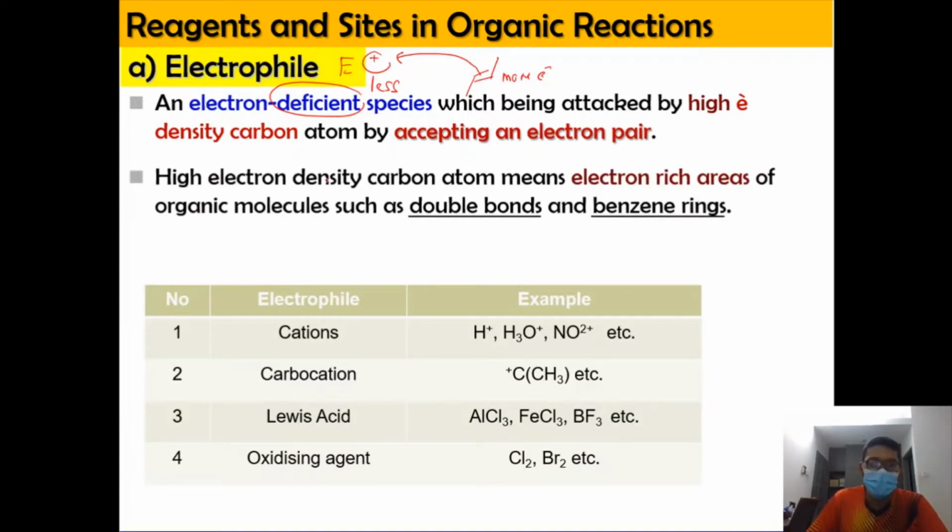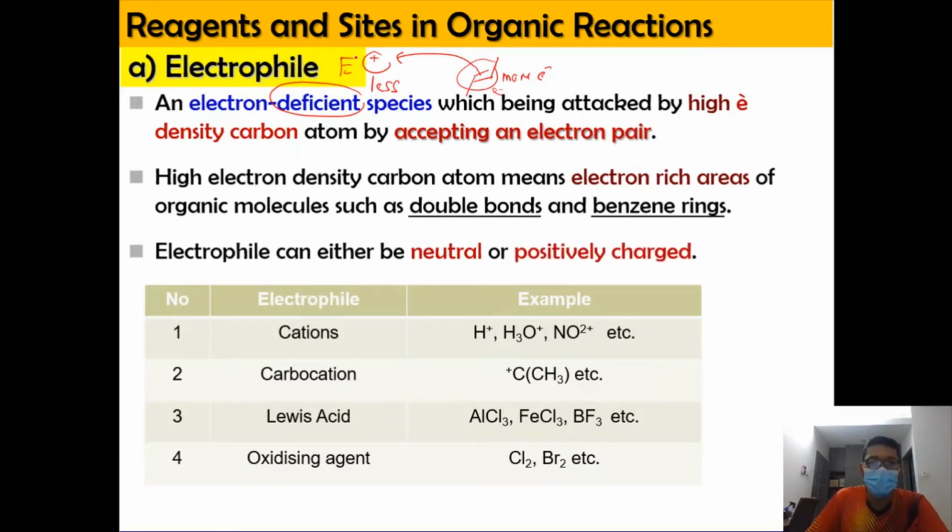So high electron density carbon atom means an electron rich area. This is electron rich, and this will be denoted as a double bond or in the benzene ring. So it will attack the electrophile. The electrophile here can be either a neutral or a positively charged species. For example, we have H+, H3O+, carbocation, Lewis acid, and oxidizing agent. So this is an example of the electrophile in the table here.